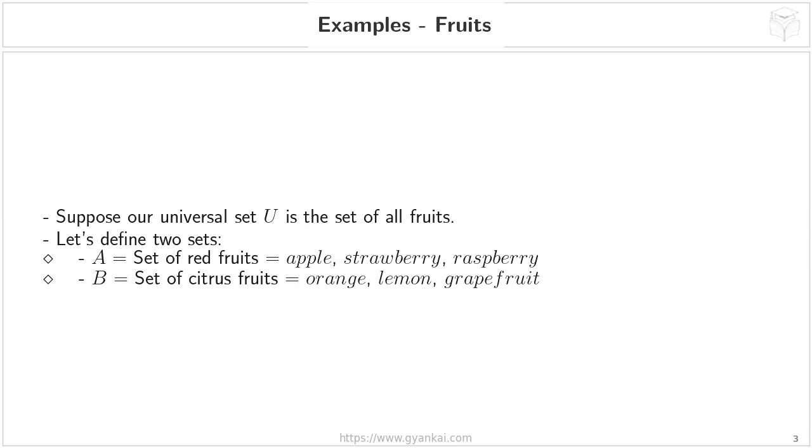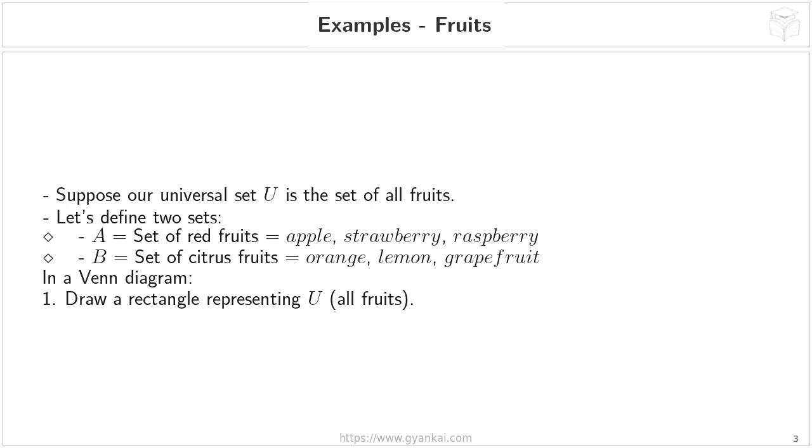Let's define two sets within this universal set. The first set, we'll call it A, is the set of red fruits. Specifically, A contains the elements apple, strawberry, and raspberry. The second set, B, is the set of citrus fruits. This set includes orange, lemon, and grapefruit.